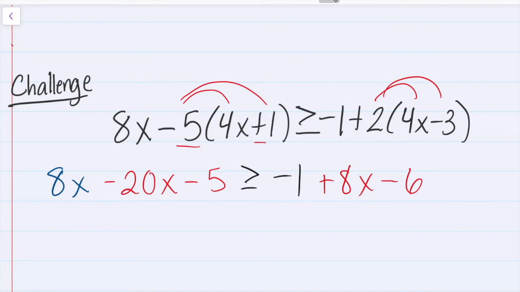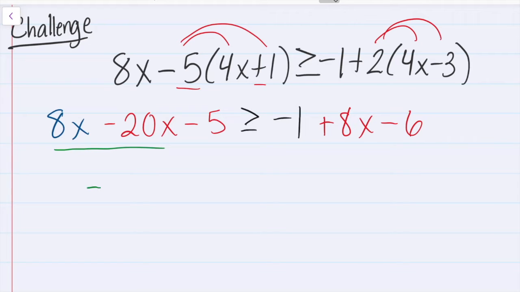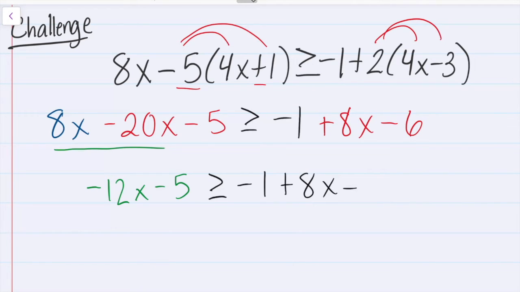Now, we got ourselves a bunch of variables all over the place. How about we combine what we can? In this case, we have x's on both sides and also on the left side. Can we combine 8x minus 20x? Yep, that would give us -12x minus 5. Let's bring everything down, guys. -1 plus 8x minus 6.